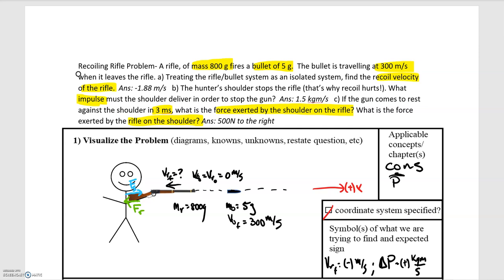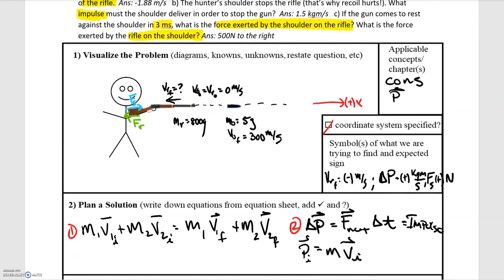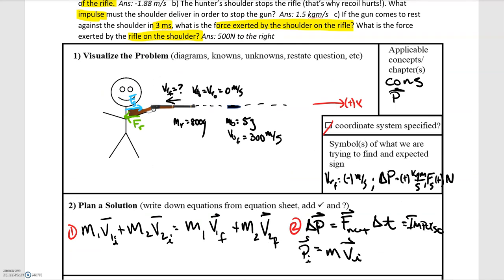And then finally, we're looking for the force of the shoulder, and we already discussed the force by the rifle. Force by the shoulder is going to be to the right, so it's going to be positive, and it's going to be in terms of newtons. So we can move down to the second part, planning the solution. For part A, we're going to be using conservation of momentum.